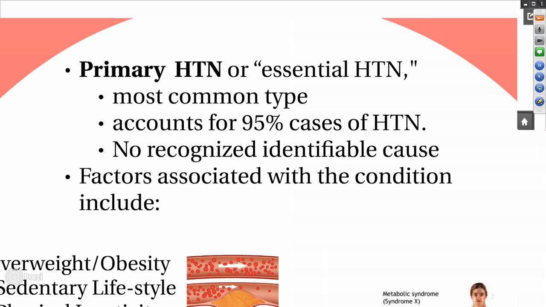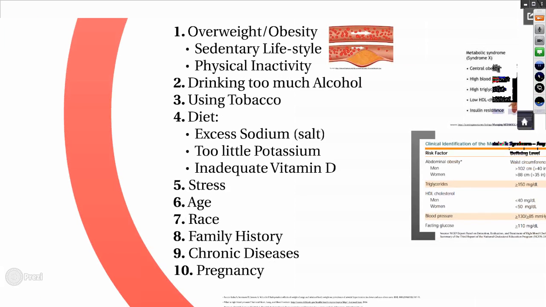This first type, again, has no identifiable cause, but we have factors associated with the condition, which is really important because we can look at those factors. What are those factors? Overweight and obesity, sedentary lifestyle, physical inactivity. Right away, it makes sense that a sedentary lifestyle is such a detrimental condition. Why? Because our bodies are made of mostly muscle, right? We're built to move.